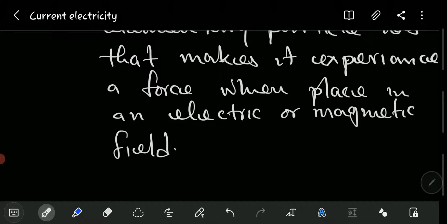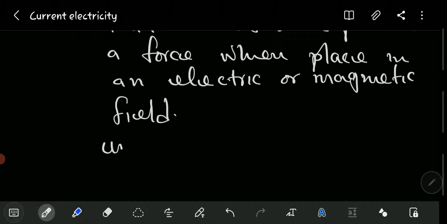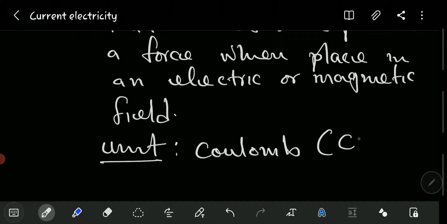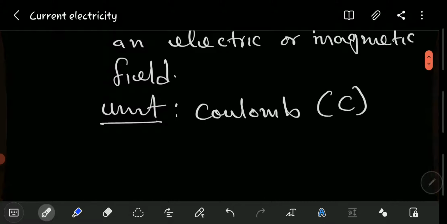Then we can actually now look at the unit of this property, because if it is a physical property, then it is measurable. If it is measurable, then it should have a unit. So the unit of electric charge is a coulomb. Coulomb is symbolized by the capital letter C. So a coulomb is denoted by the capital letter C.